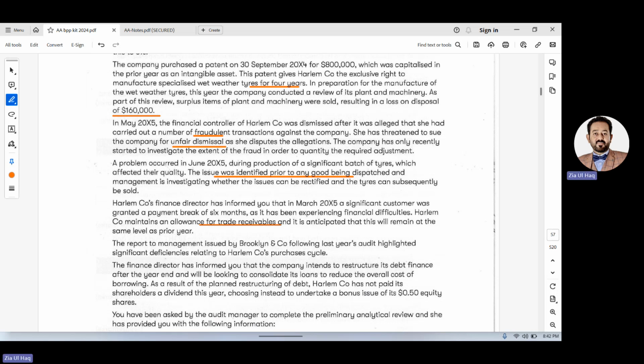The report to management issued by Brooklyn and Company following last year's audit highlighted significant deficiencies relating to Harlem Company's purchase cycle. The previous year's auditor highlighted some deficiencies in the purchase cycle, meaning internal control weaknesses. If management haven't corrected those internal control weaknesses, chances are that misstatements may not be prevented, detected, or corrected by the system. Control risk.